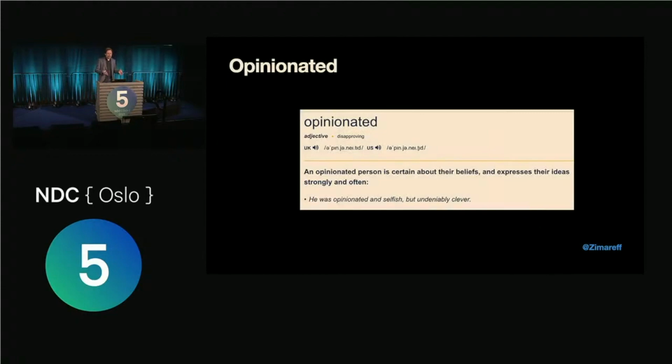So, Eventuous is opinionated, and an opinionated person is certain about their beliefs and expresses their ideas strongly and often. That's what I do here. Which means that it's built in a certain way, and not because I want to impose some sort of dictatorship on how you build your systems with these libraries, if you decide to use them, but because certain things, in my opinion, need to be done in certain ways so you don't shoot yourself in the foot. Because I've made these mistakes with my colleagues in the past, and I see other people making the same mistakes all over again, and I don't want you to make those mistakes too. And it can save you a hell of a lot of time.